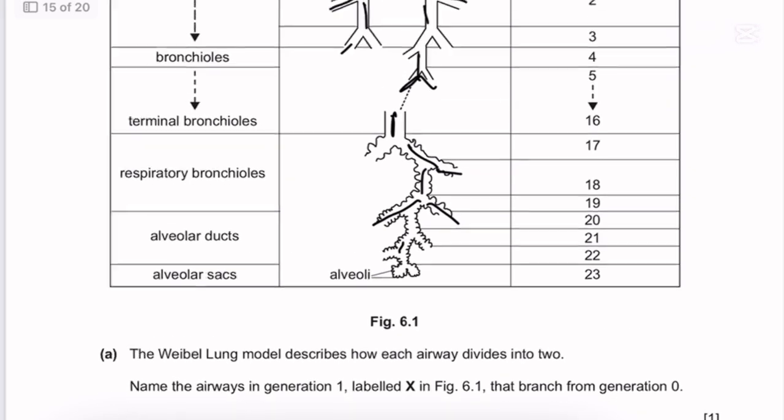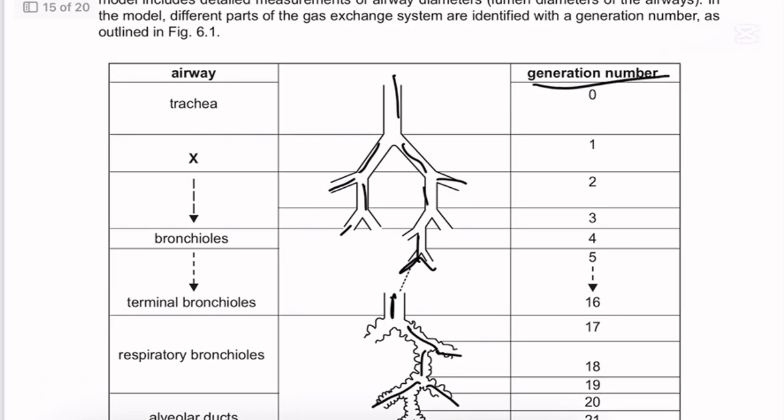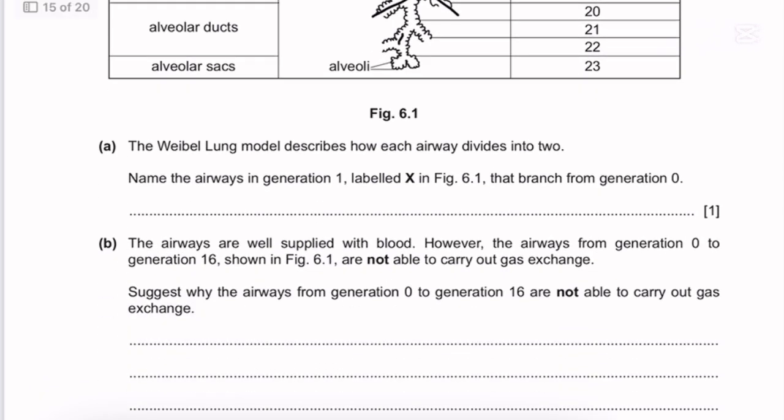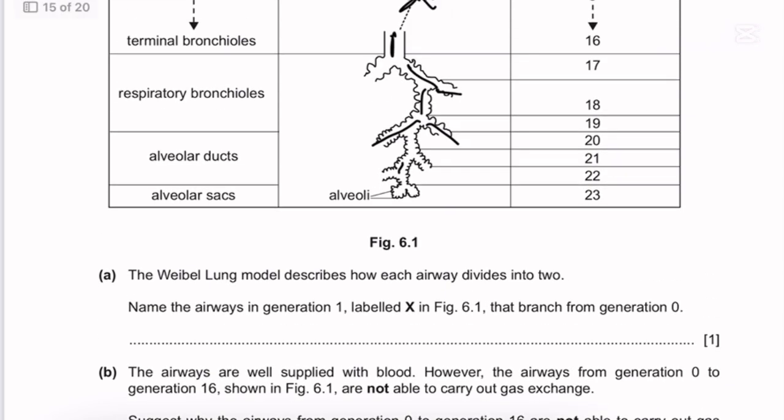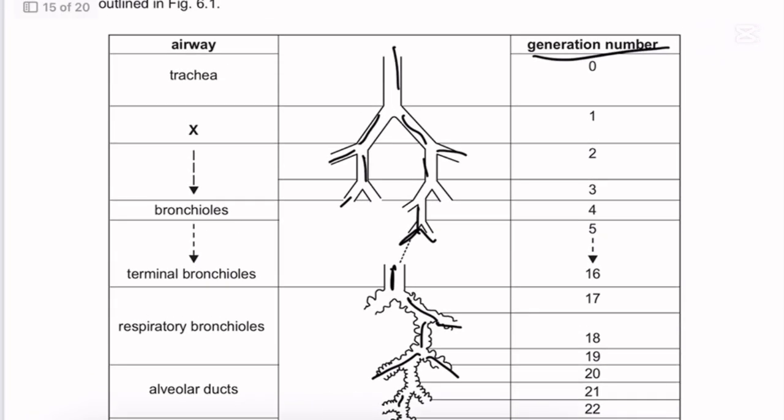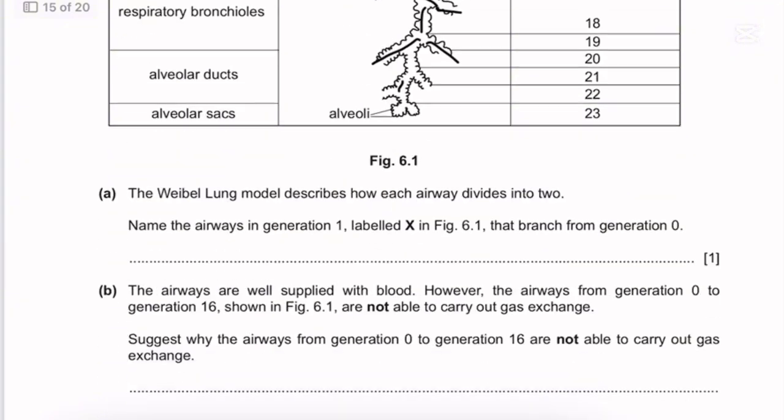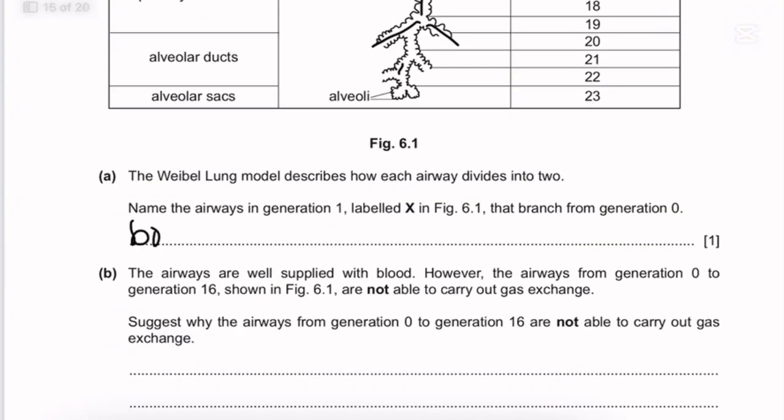Now this moves me on to, yes, this is the generation number. What does generation number mean? I'm not really sure. So it says the Weibel-Long model describes how each airway divides into 2, and it says name the airways in generation 1, labeled X in figure 6.1, the branch from generation 0. So generation 0, what branches here? Generation 1 is going to be the right and left bronchi. And this brings me on to B.